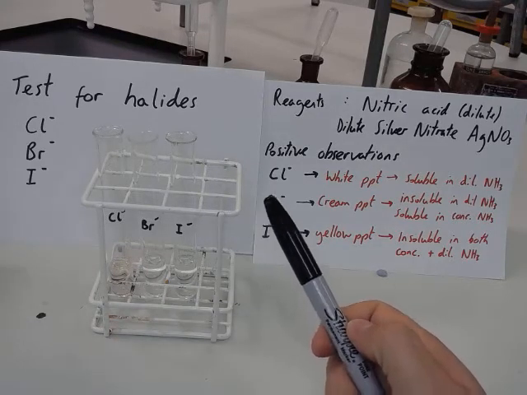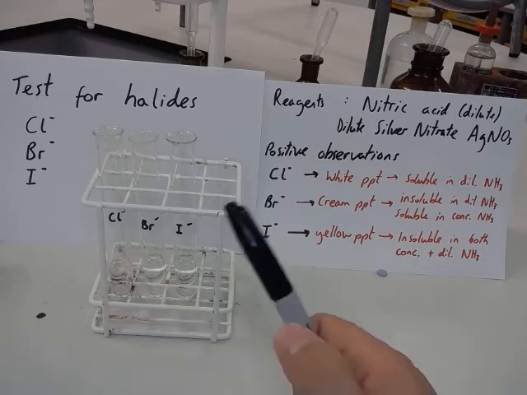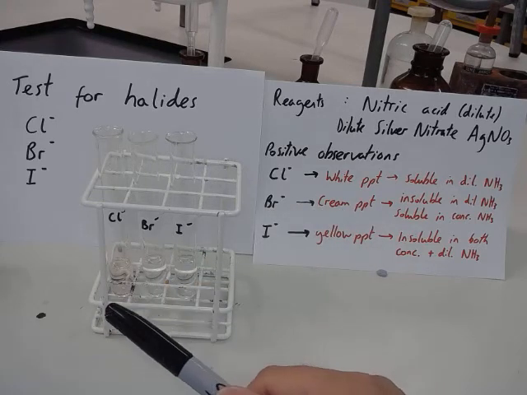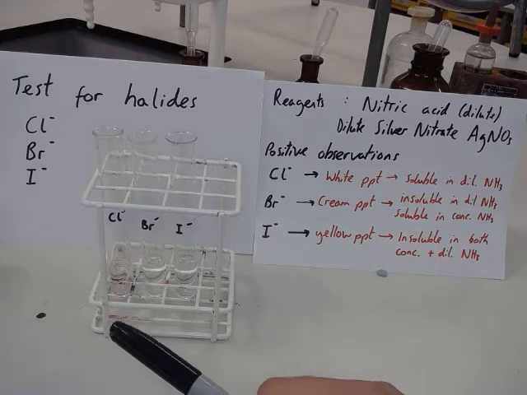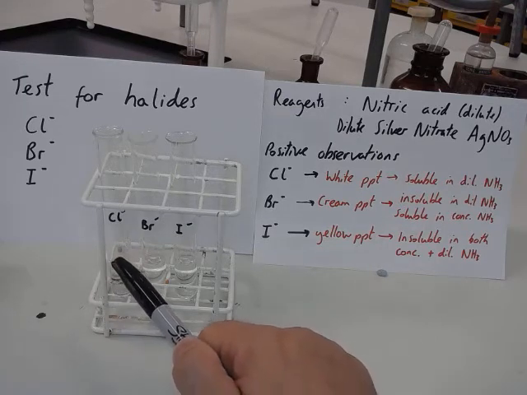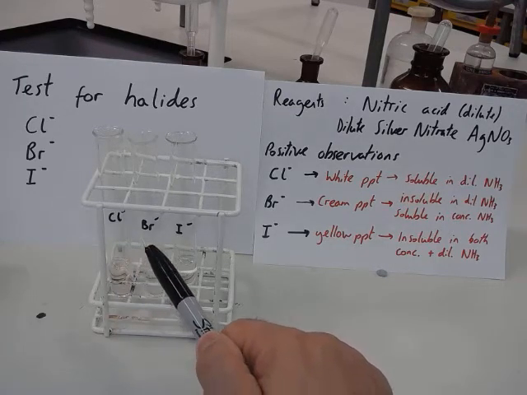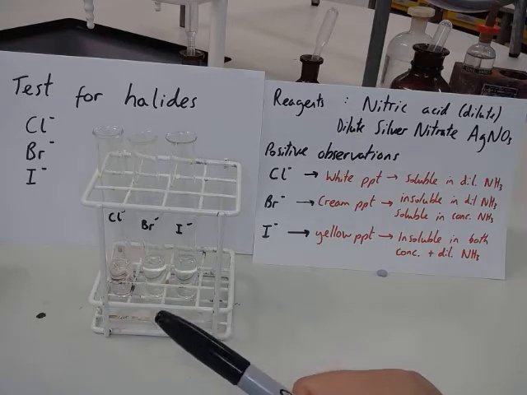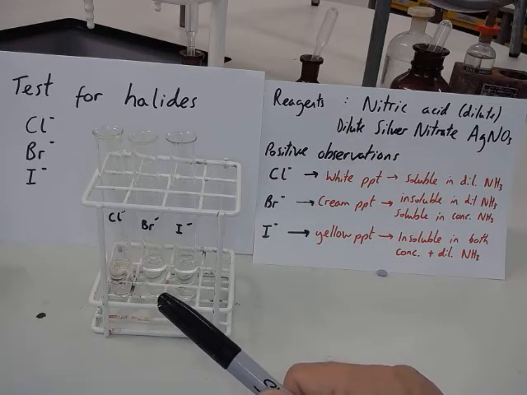If you're doing these on unknowns, you wouldn't know that it was chloride. It could be not a halide at all, or it could be any one of these 3. But we know what's in these ones. So I know in here I've got potassium chloride, potassium bromide, potassium iodide. But I want to prove that it's those halides.